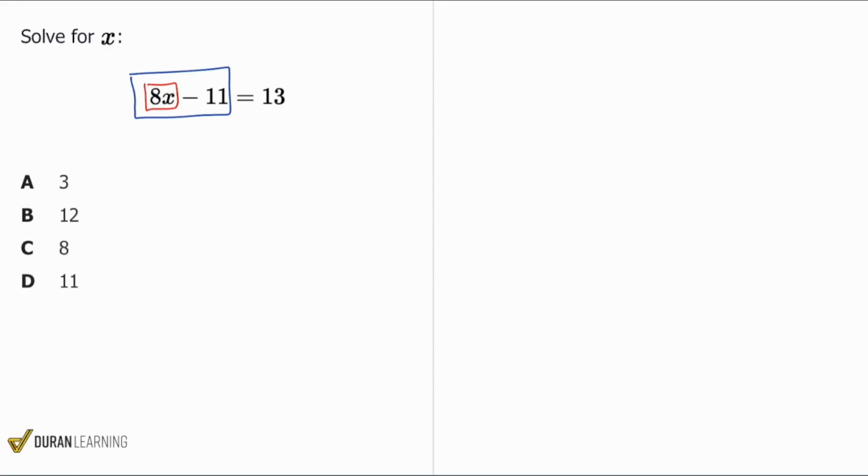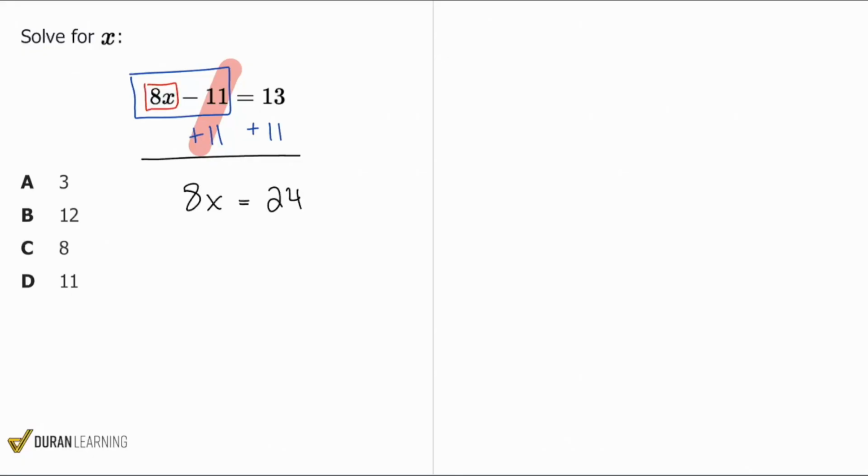So working backwards from that state, let's do it. The opposite of subtracting 11 is going to be adding 11. Again, doing the opposite operation to cancel out on the side with the x. Boom, right there. There it is. Now we have 8x by itself equals 13 plus 11, which is 24.